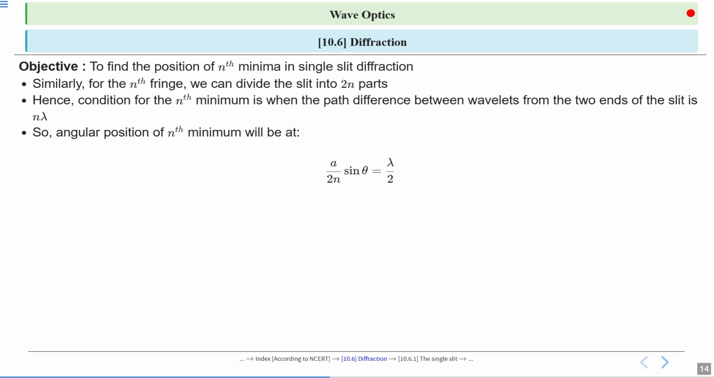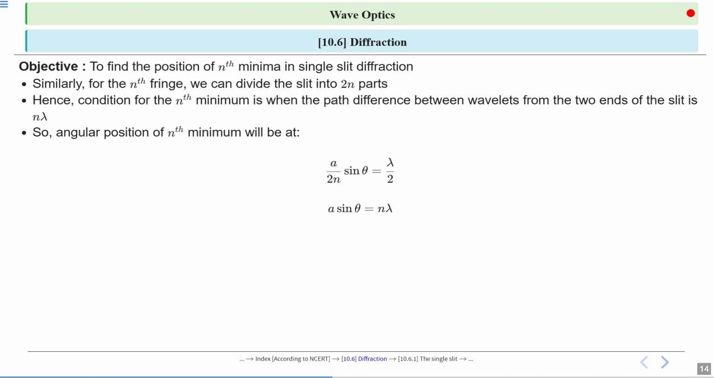So this helps us find this position. Here a is the slit width, theta is the angle, and lambda is the wavelength. Simplifying further, we get a multiplied by sine theta equal to n lambda. This equation is fundamental in understanding how the diffraction pattern forms, as it directly relates the slit width, angle, and wavelength.